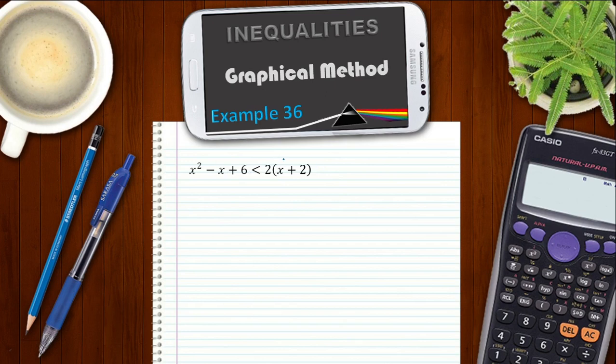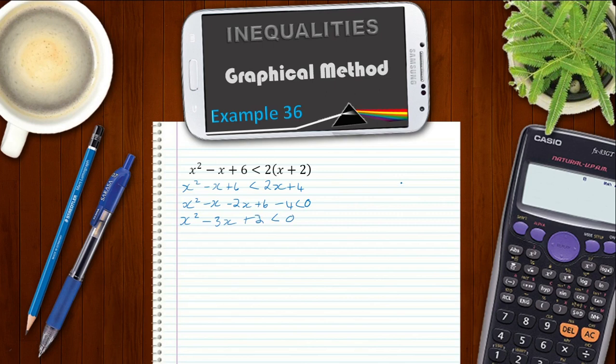well, first of all, we need to put it in standard form. That's the first step. So if we do that, we have x squared minus x plus 6. We multiply out the brackets. So 2x plus 4. Take everything to the one side because this has a quadratic in it, so it's a quadratic inequality that we are solving. So x squared minus x minus 2x plus 6 minus 4 is less than 0. And then add the like terms: x squared minus 3x plus 2 is less than 0.